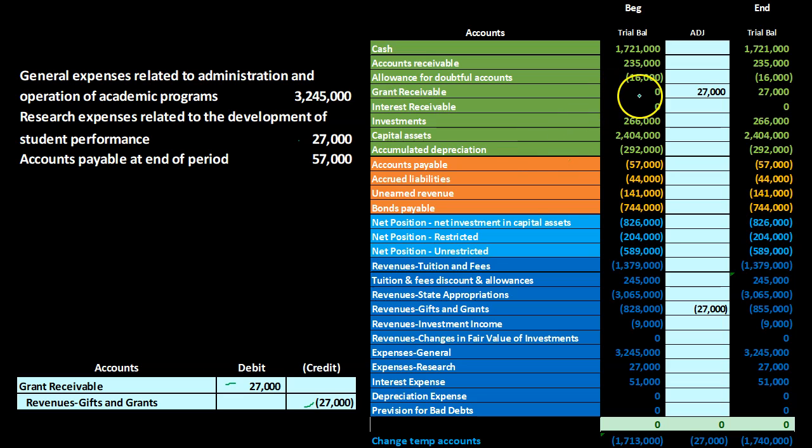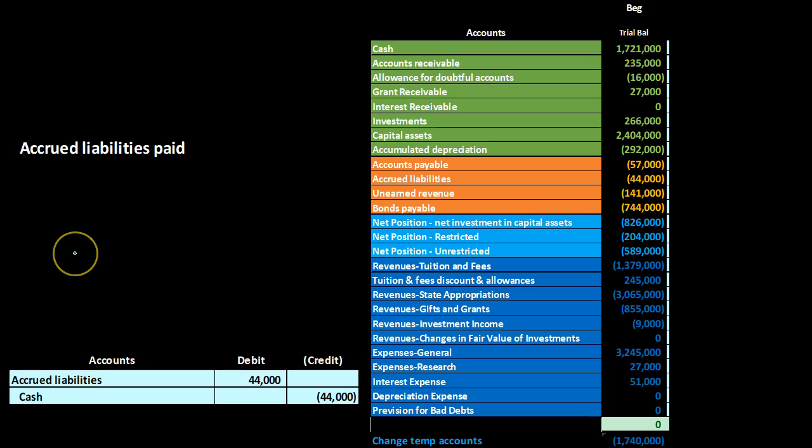If we record this out, the grants receivable is an asset account. It's going to be going up in the debit direction by 27,000. The revenue, gifts, and grants is, of course, a revenue type of account. It's got a credit balance. It will be going up in the credit direction. The effect on what would be similar to net income is, of course, an increase to the net income amount.